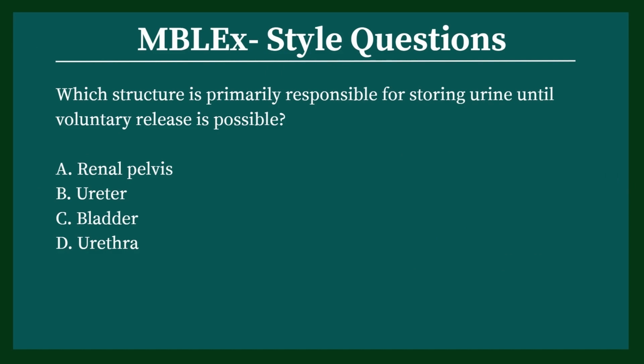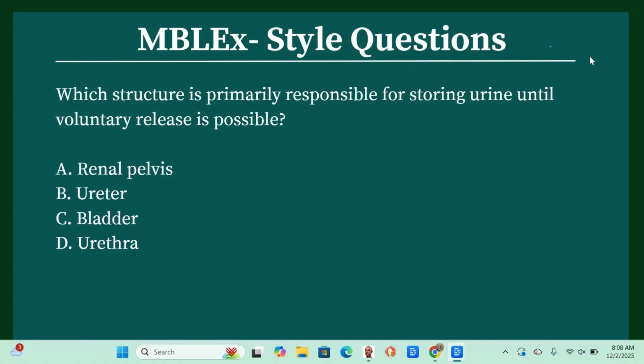Okay, so that's all the information that we need to know. Now it's time to get on with our MBLEx-style questions. Here we go. Which structure is primarily responsible for storing urine until voluntary release is possible? What structure is going to store urine until voluntary release is possible?